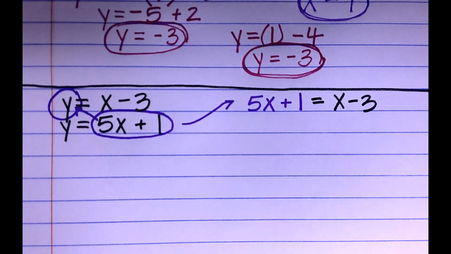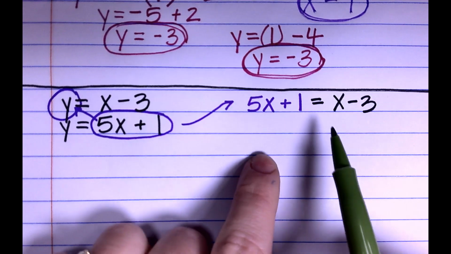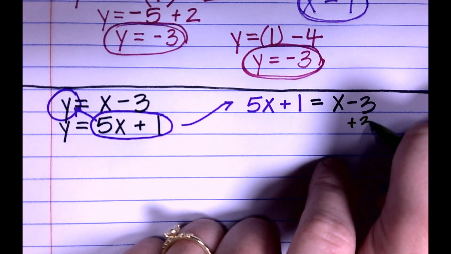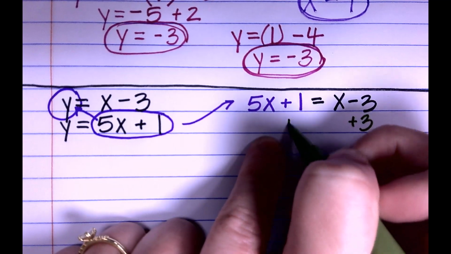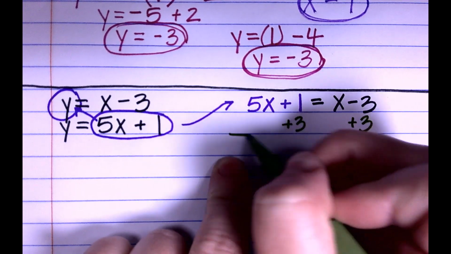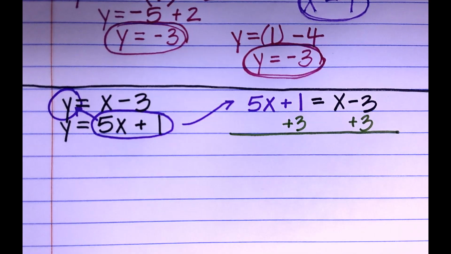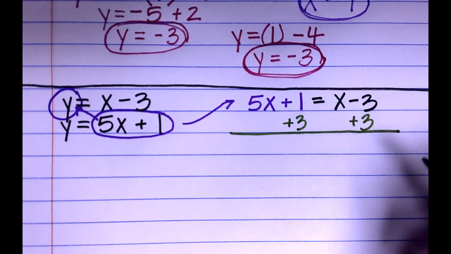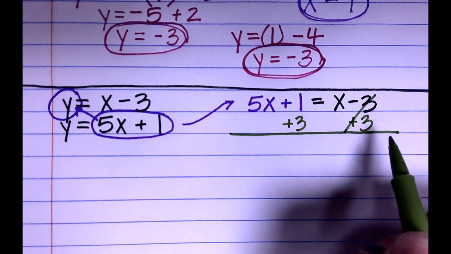Okay. So where do we go from here to solve for x? We could add 3. Let's do that. Add 3. Okay, and what happens now? My 3's would cancel.